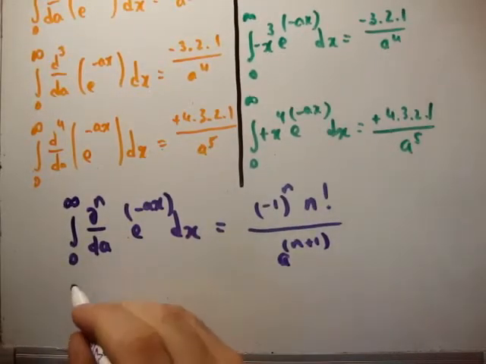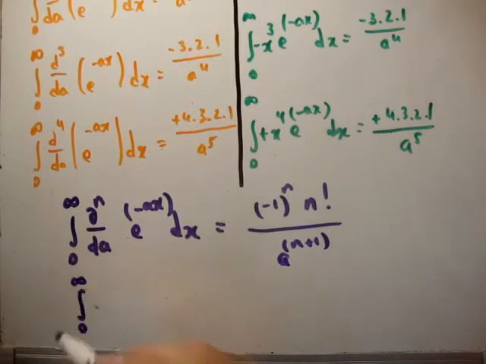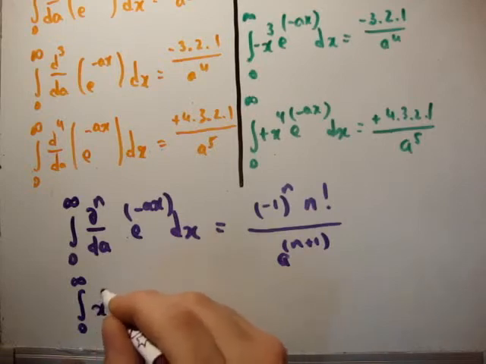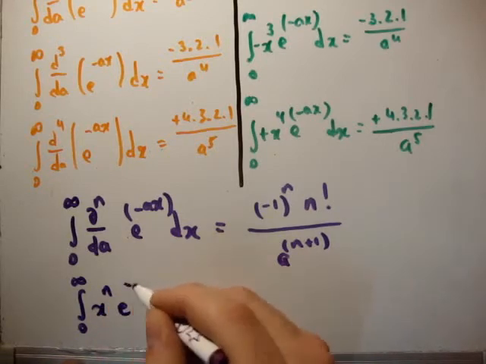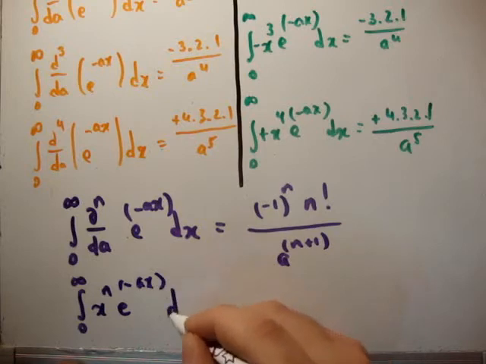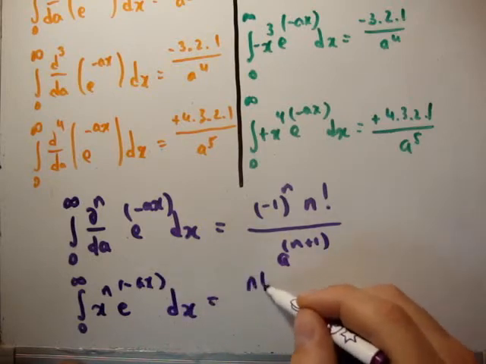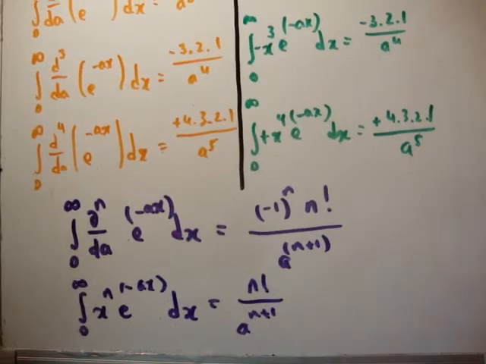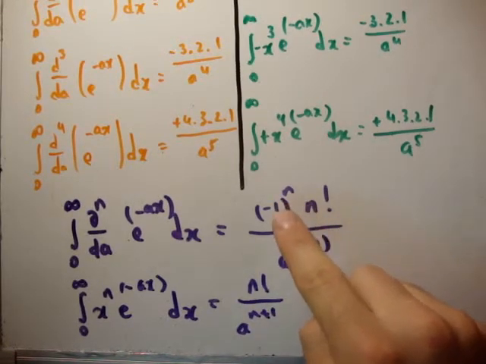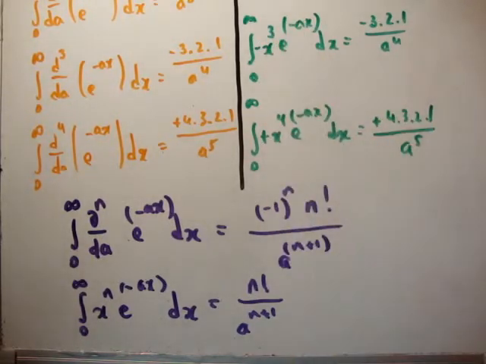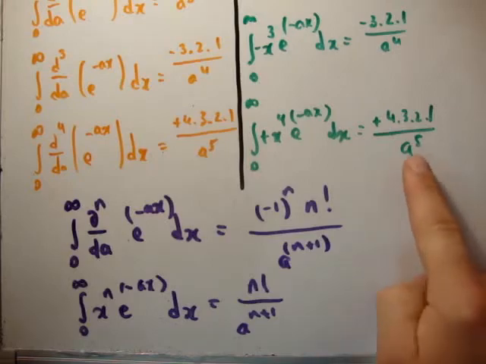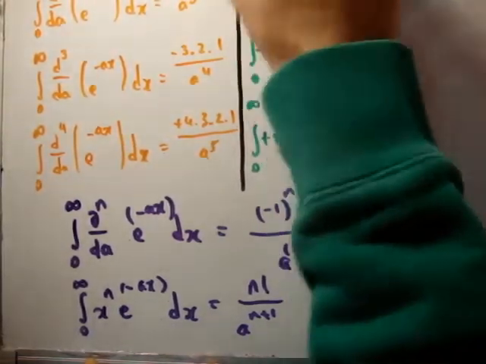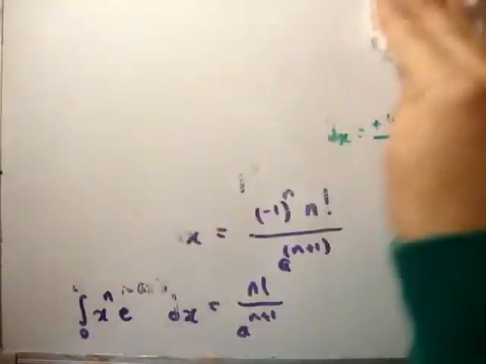We have that the integral of x to the n e to the minus ax dx is equal to n factorial over a to the n plus 1. And that's because I get rid of this oscillating term because I already wrote it into the integrals themselves. And that's our gamma function, as you'll see. We're getting a factorial function. So let's come to the conclusion.